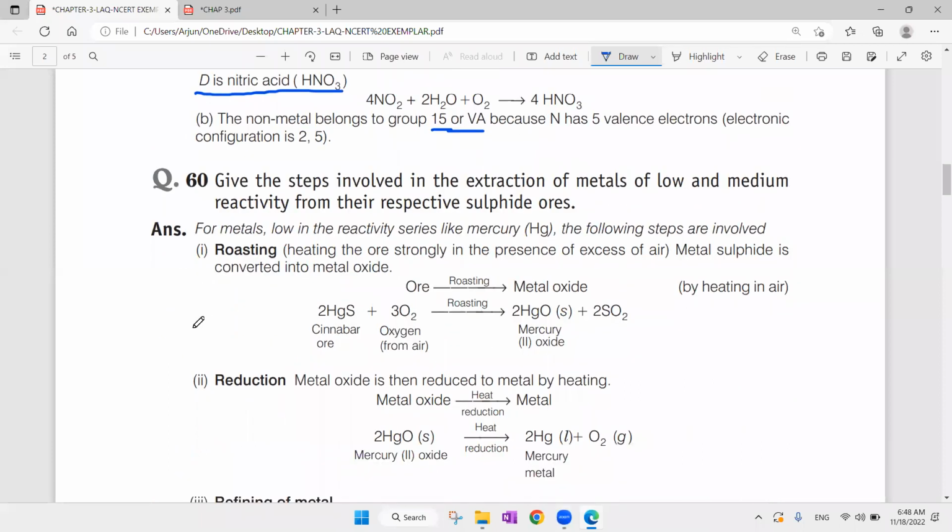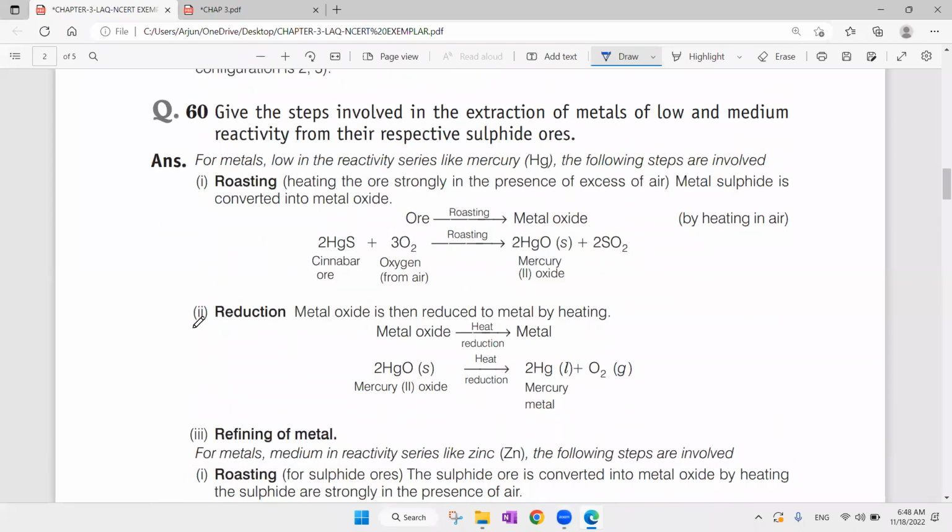Then next question. Give the steps involved in the extraction of metals of low and medium reactivity. It is quite simple. Here you see low and medium reactivity they are asking. For metals of low reactivity like mercury, copper, the sulfides such as silver sulfide, copper sulfide, mercuric sulfide, you can go with either roasting or calcination.